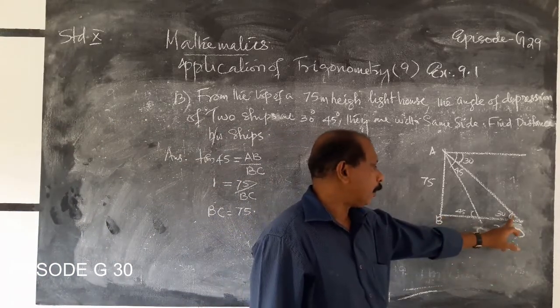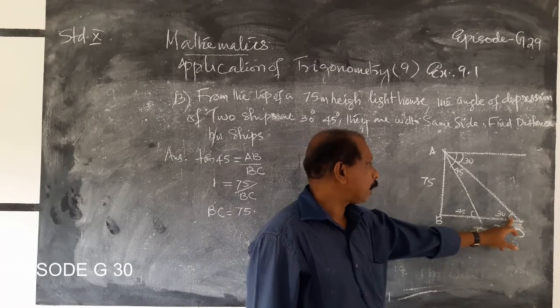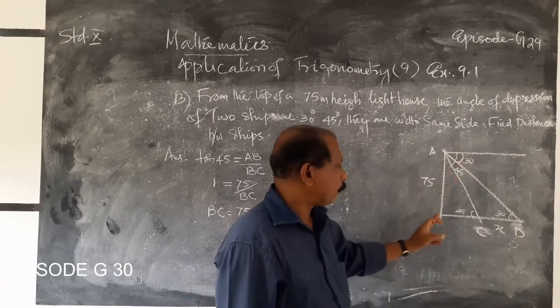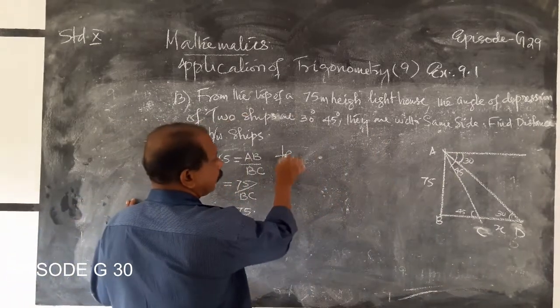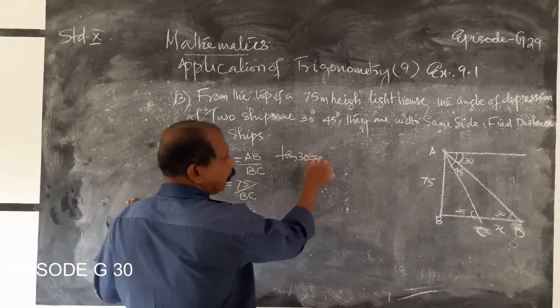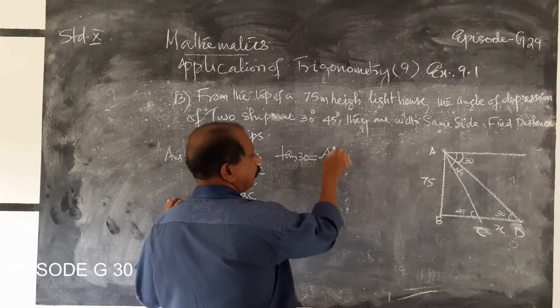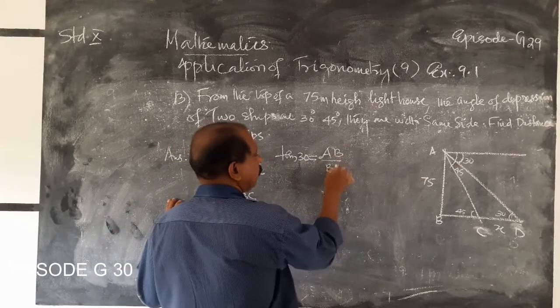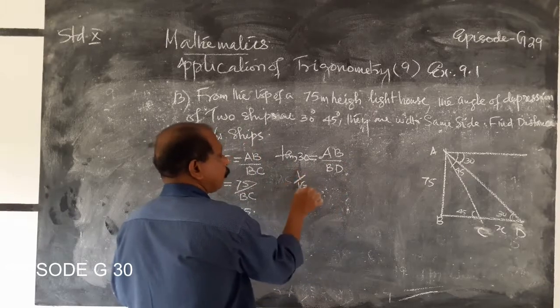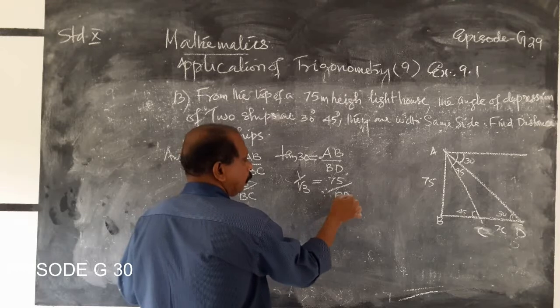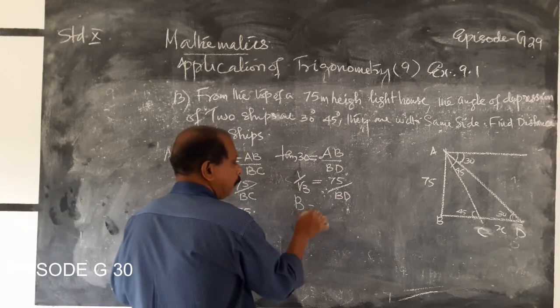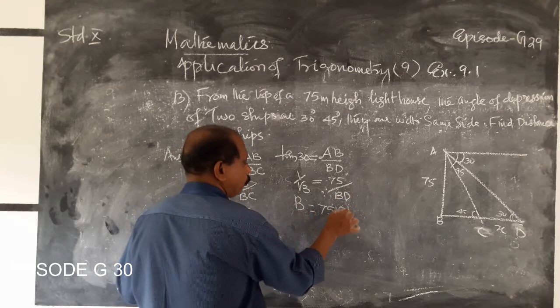Using this angle, 30 degrees, opposite side 75, adjacent side BD. Therefore, tan 30 degrees, opposite is AB, other side is BD. Tan 30 is 1 by root 3, so 1 by root 3 is equal to 75 by BD. Cross multiplication, BD is equal to 75 root 3.